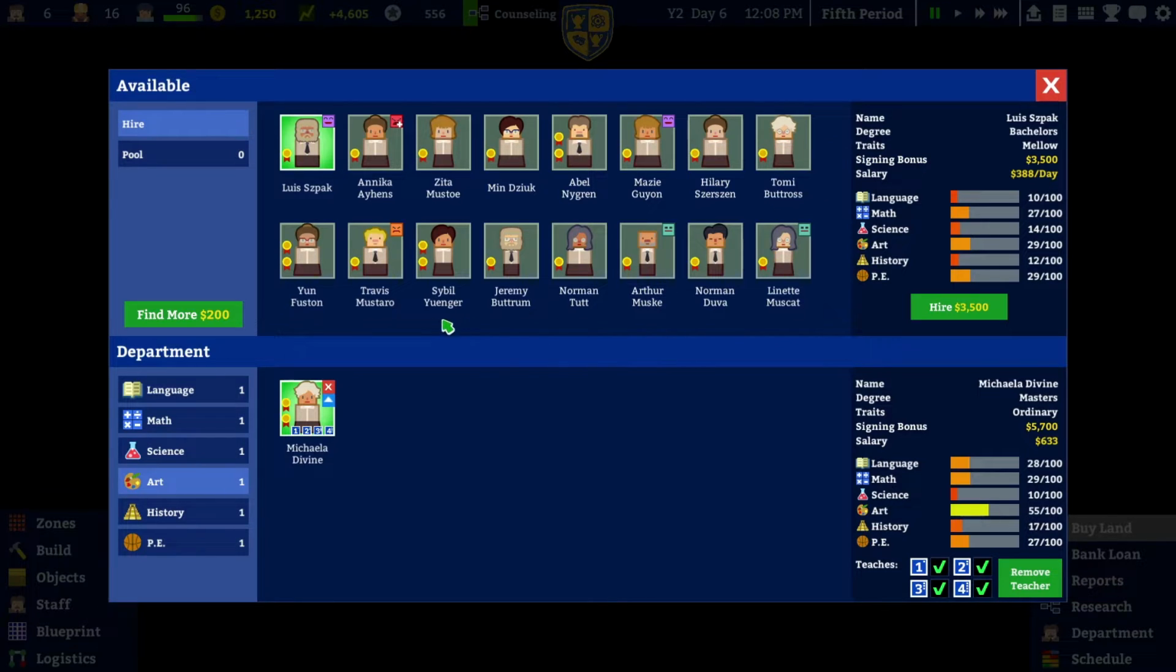That person there is mellow. This is an angry sort of orange face. They're demanding. So they give a small decrease in energy. So you increase the energy, you decrease the energy. Okay, so you're kind of opposites in your ways. So you're quite demanding, Travis Mustaro. Good name. Then we've got two sort of faces here. You're boring. So Arthur Musk and Lynette Muscat are both boring teachers. So they give a small decrease in fun during the class.